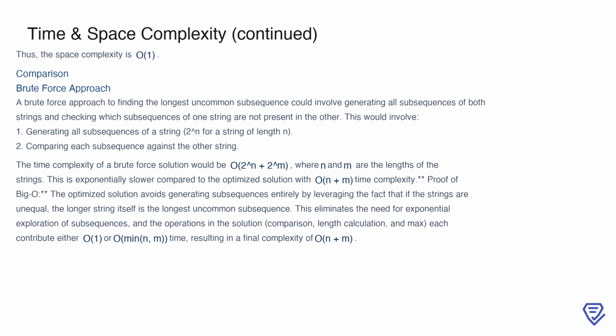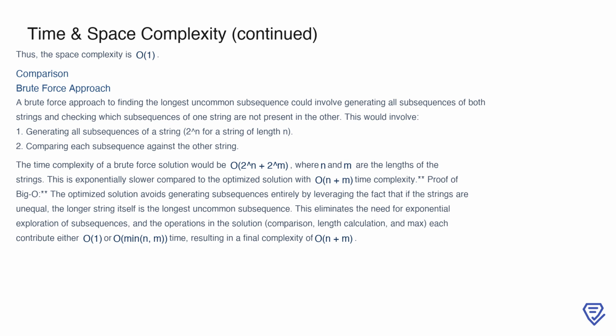To better appreciate the optimized approach, let's compare it with a brute force method. A naive solution to finding the longest uncommon subsequence would involve generating all possible subsequences of both strings. This would take 2^n time for a string of length n, as each character can either be included or excluded from a subsequence. After generating these subsequences, we would then compare them to determine which are unique to one string and find the longest among them.